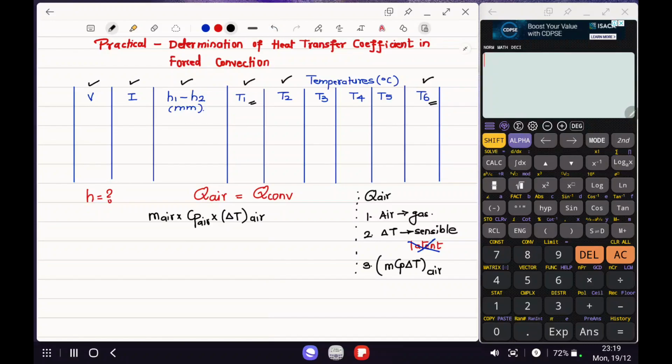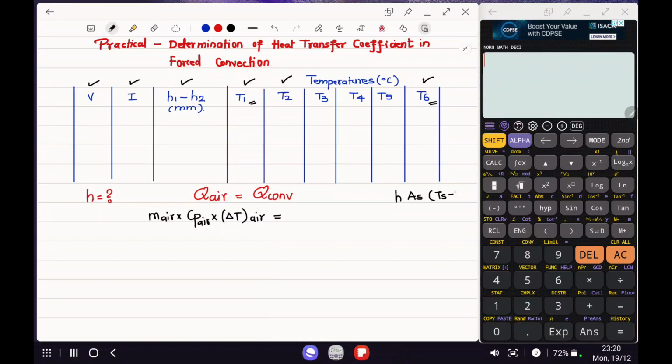Okay, so this understanding is, I think, clear now. Once this is done, we need to go on to the second part of the equation, that is Q convection. So this is as per Newton's law of cooling. What does that tell you? It tells you that the amount of heat transfer by convection is equal to h As into (Ts minus T infinity). This is the mathematical expression of Newton's law of cooling.